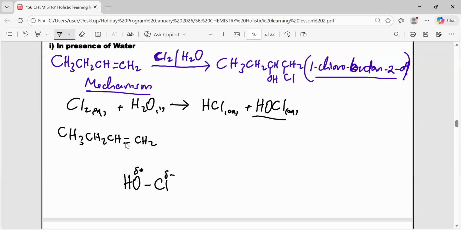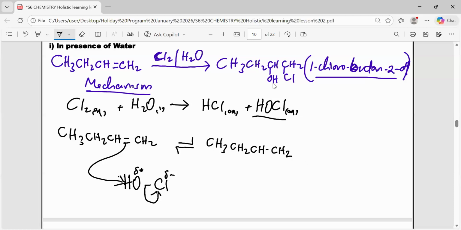Those double bonds will give electrons to OH, then this one will break. Then what will be formed? We are going to form CH3, CH2, CH, CH2, then OH. Then OH. But you recall your product you have.